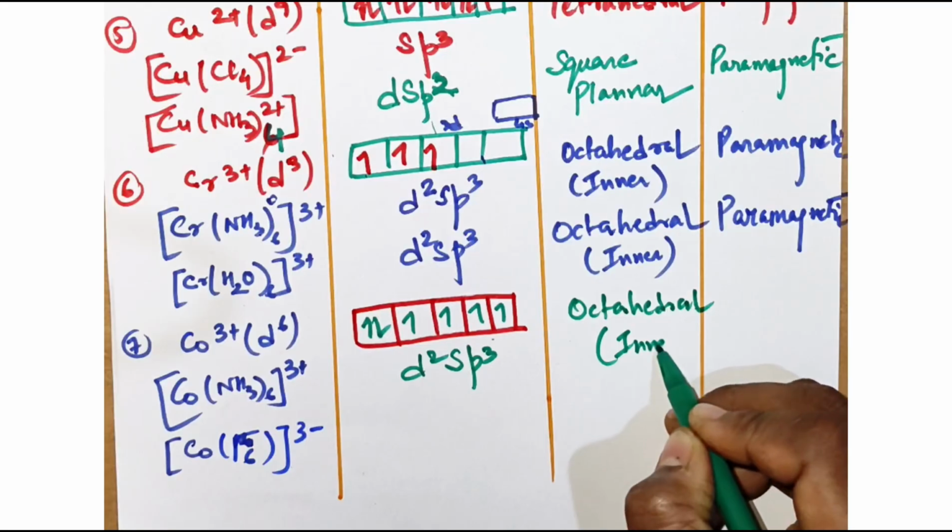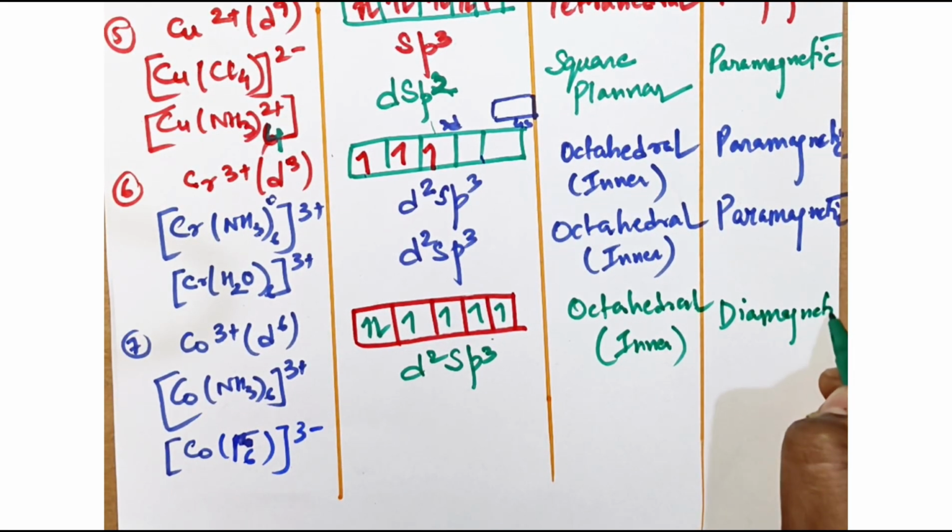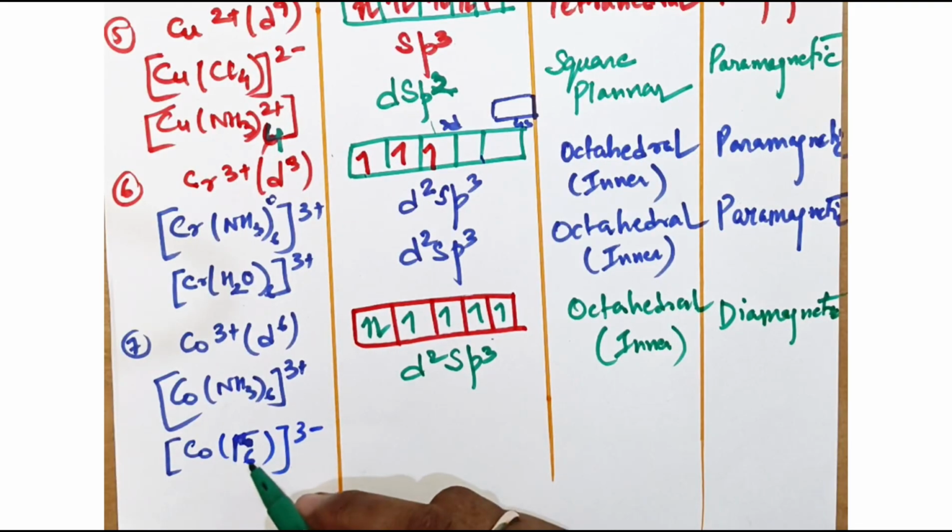Again, this is your inner orbital complex. This is now diamagnetic. No unpaired electron.